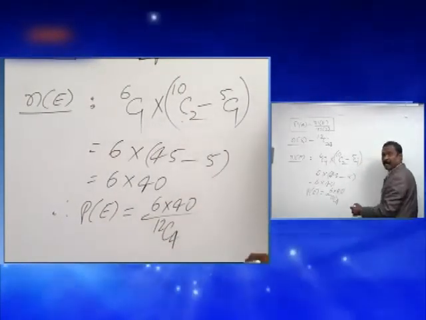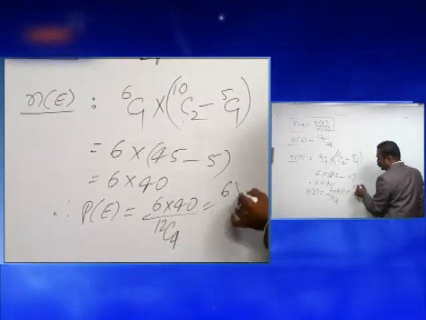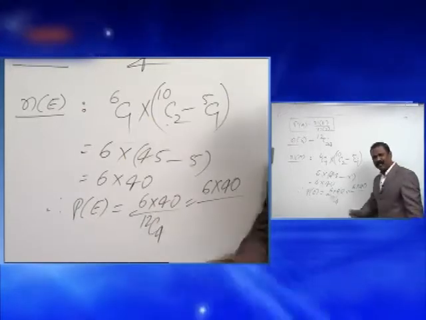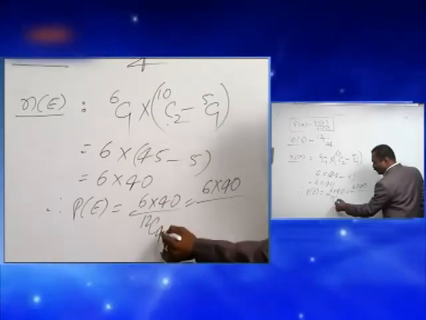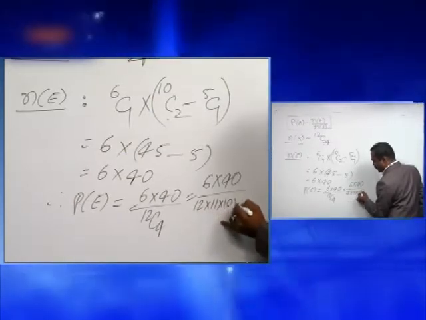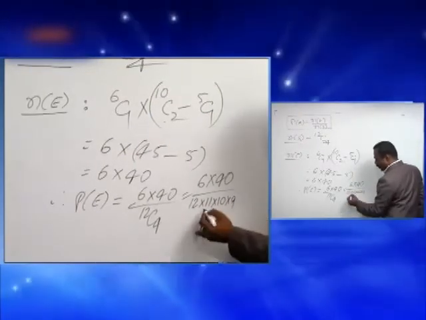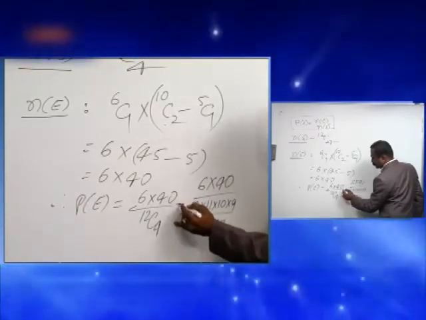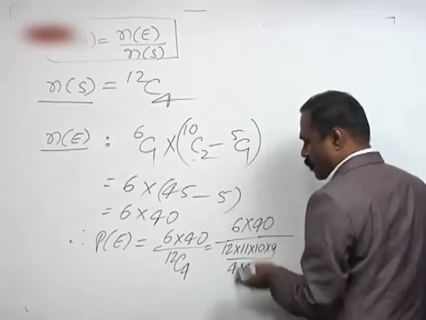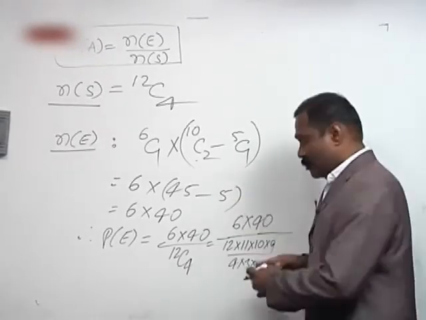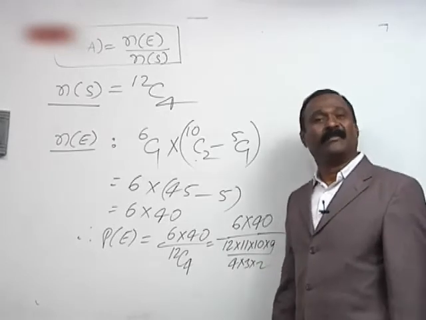You can simplify that. And while simplifying, don't apply the factorial. Never apply. It will be a waste of time. Because the suffix is 4, write only 4 factors: 12 into 11 into 10 into 9 upon 4 into 3 into 2. Reverse this, take the reciprocal of this, simplify, and you will get the required probability.